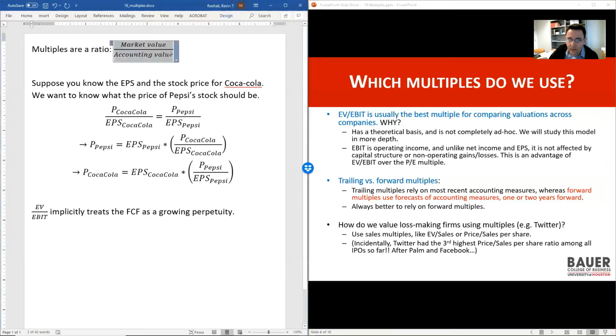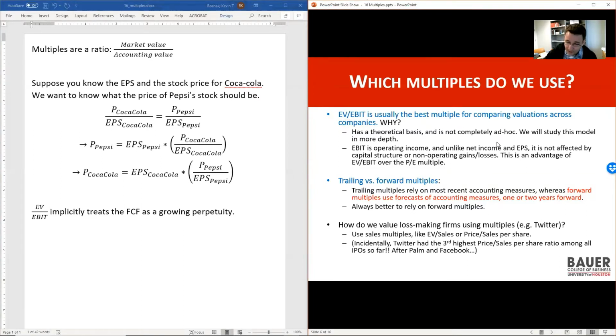We said that we can create any multiple we want. We just need a market value and an accounting value. So what happens if a company is losing money? Twitter goes public when they're still losing money. Well, you can't use the PE ratio, because if the earnings per share is negative, then you're going to have a negative price for Twitter, which doesn't make sense. Likewise, you can't use the EV over EBIT multiple, because if the EBIT is negative, then that's going to imply that the enterprise value is negative. Again, that doesn't make sense.